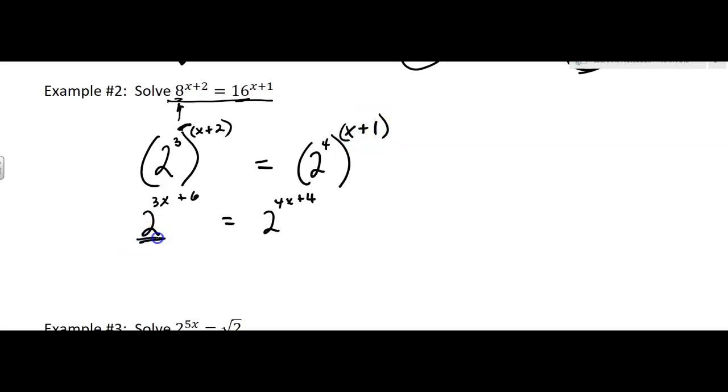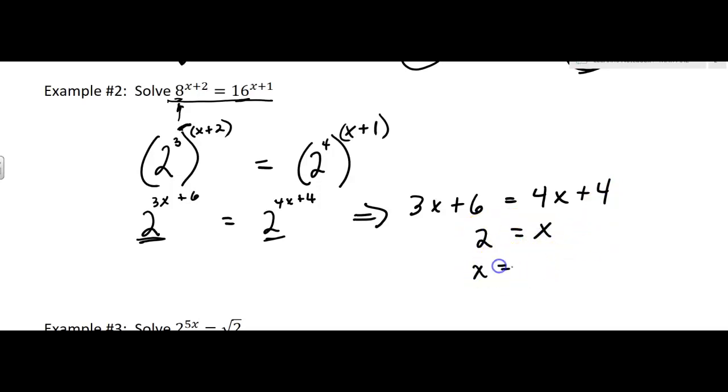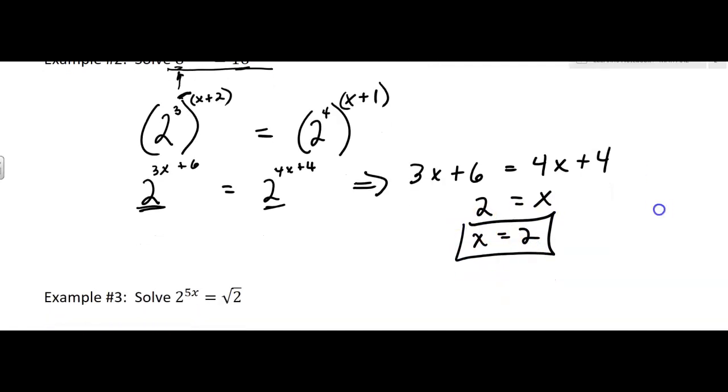Now the bases are the same, so we can pull out those exponents. 3x plus 6 has to equal 4x plus 4. So solving, we're going to get x equals 2. And then that one's done. Oh, I've got another one.